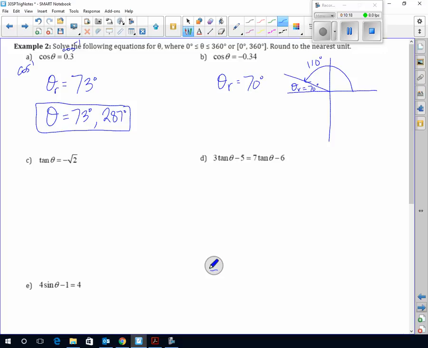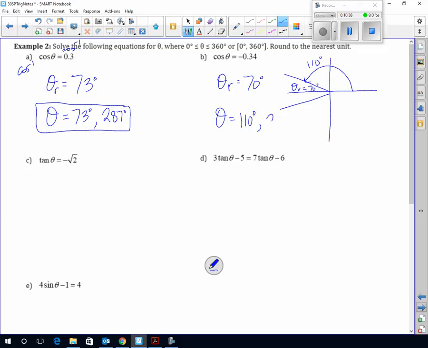So who can tell me what the answer is here? 110 and 250. Very good. Any questions about that one?